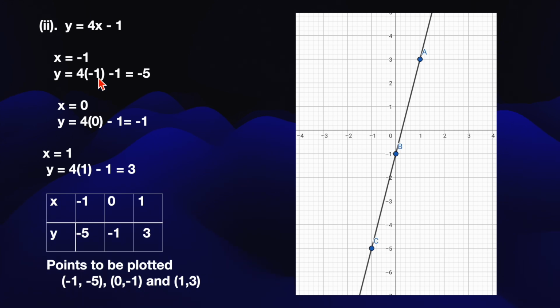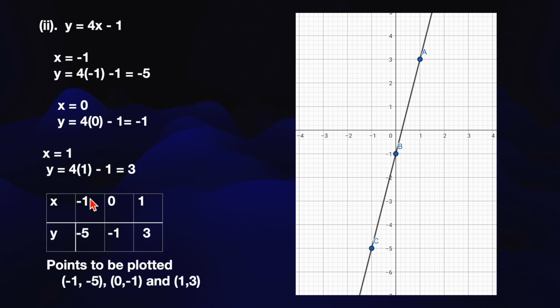Put the value of x as -1 in this equation. y = 4 into -1 minus 1. You get -4 minus 1, that is -5. Write this value of y down here. Put x = 0 here. You get 4 into 0 is 0, and 0 minus 1 is -1. Write down -1 here. Put x = 1. 4 into 1 is 4, minus 1 is 3. Write down 3.